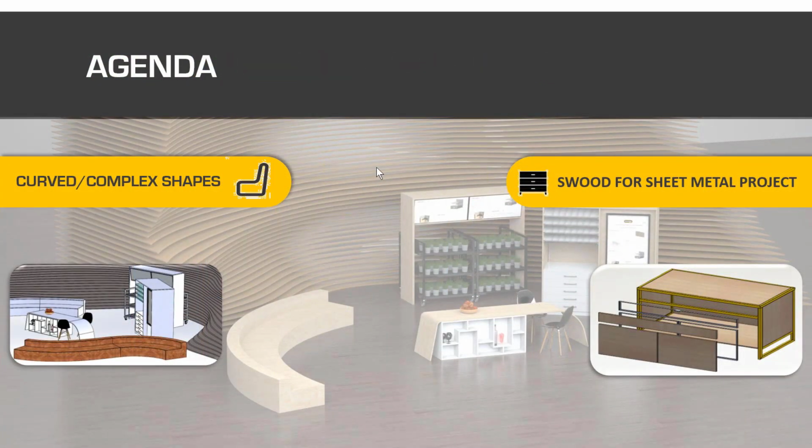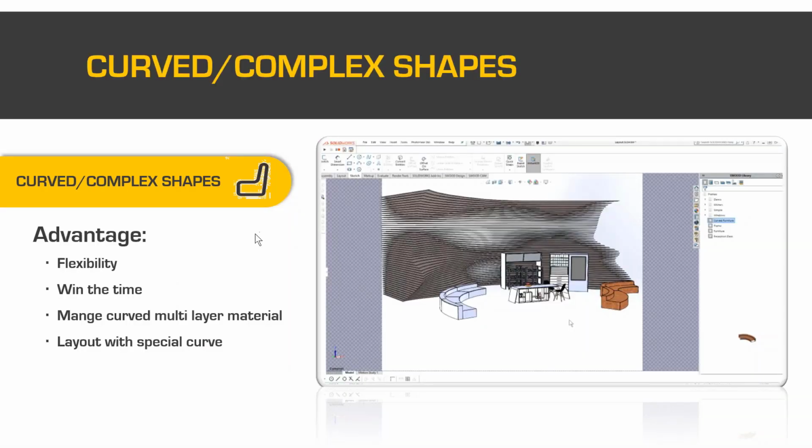Okay, well, the presentation of today has two different parts. The first part is how to create one curved and complex shape for the furniture. And the second part is how to create a furniture with some sheet metal part inside. Now let us see how we can create this type of furniture. For the first part, curved and complex shape.